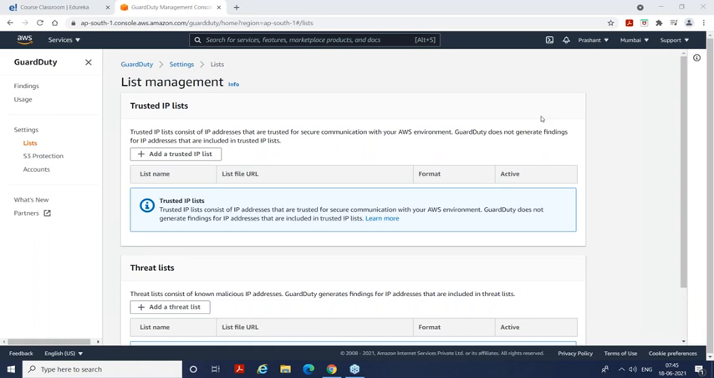Now, is CloudTrail coming with free, additional cost? Absolutely yes. It will come with additional cost. It is chargeable.